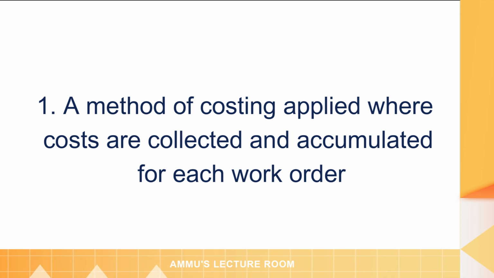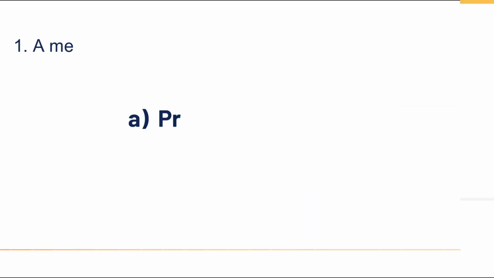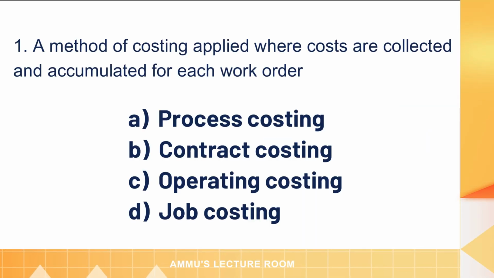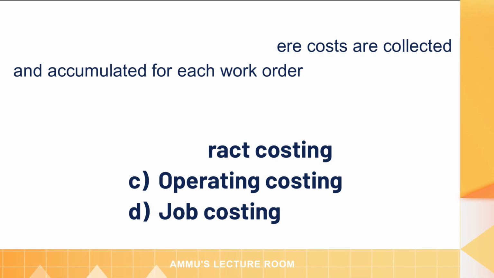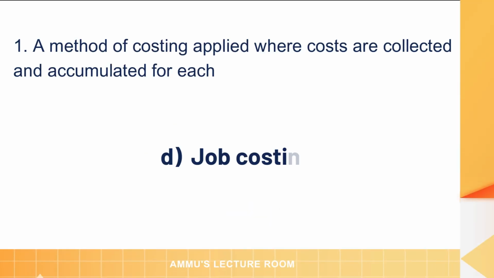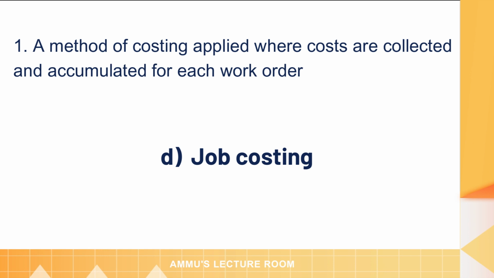A method of costing applied where costs are collected and accumulated for each work order. Option A, process costing. Option B, contract costing. Option C, operating costing. And option D, job costing. The answer is option D, job costing.